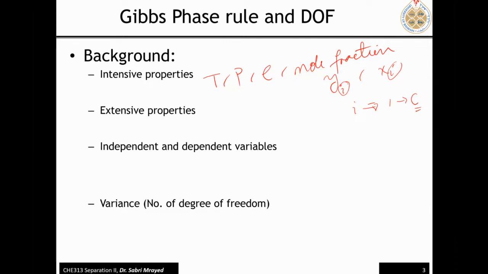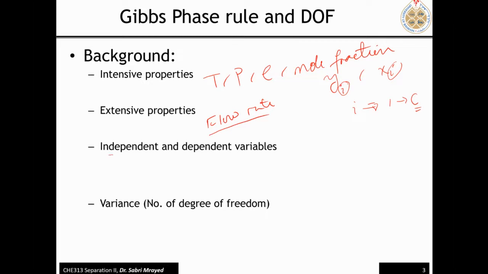Okay, what about extensive properties? They depend on the size: mass, volume, and flow rate. One example is flow rate. The flow rate could be in terms of volume, so we call it volumetric flow rate, or in terms of mass, or in terms of mole. So we have mole flow rate, mass flow rate, and so on.